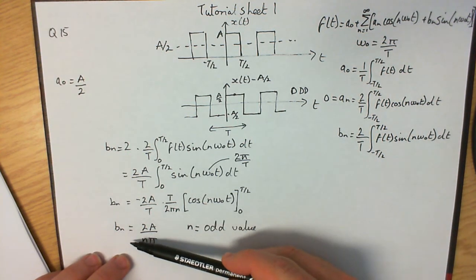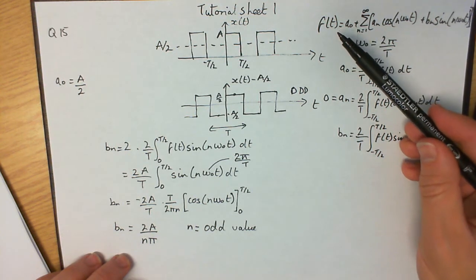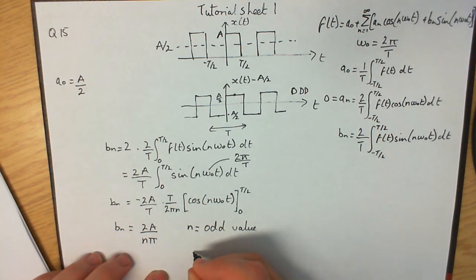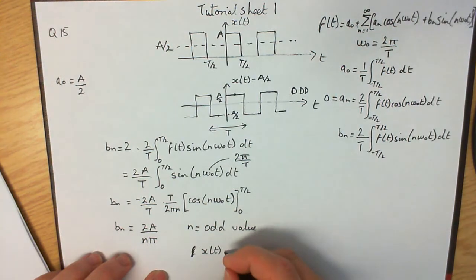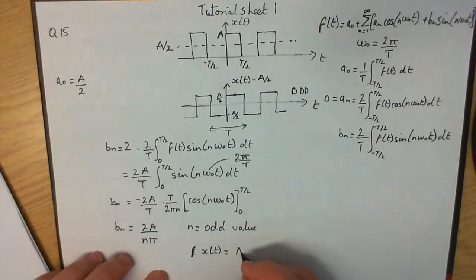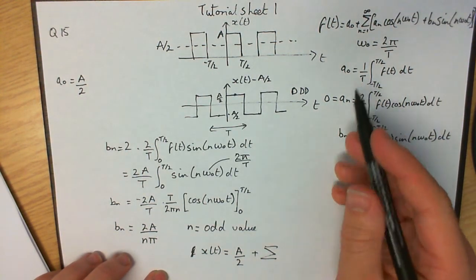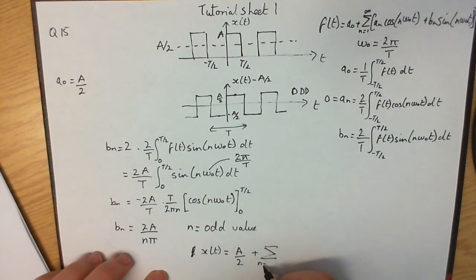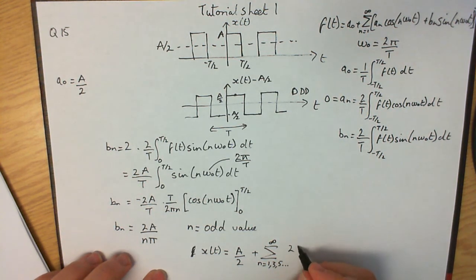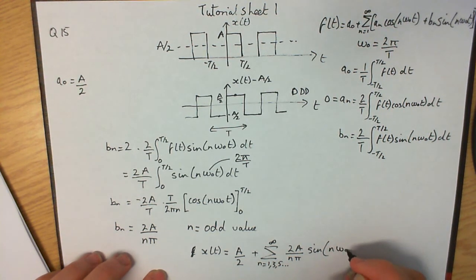So if we use the value of bn and we put that back into our f of t, our final equation is that x of t, which is our function we're trying to approximate, is equal to a naught, which is A over 2, plus the infinite sum of n is equal to 1, remember, they have to be odd numbers, of 2A over n pi multiplied by sine of n omega naught t.